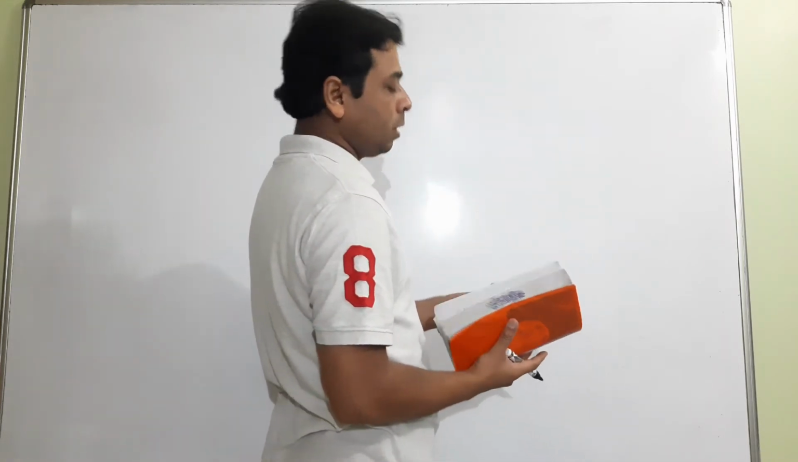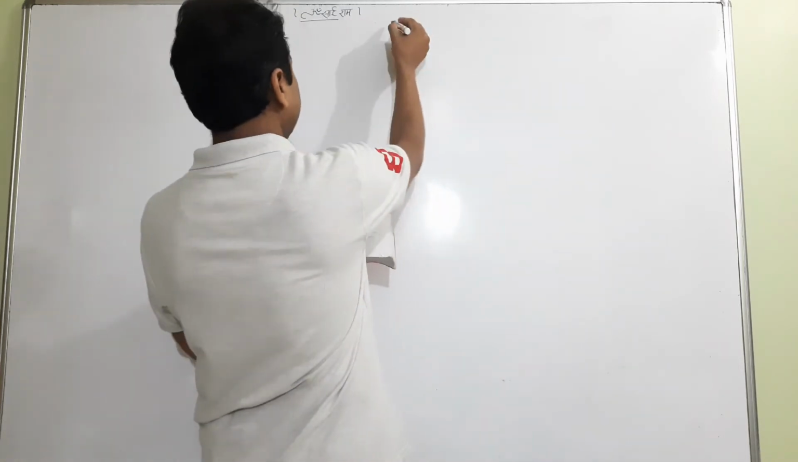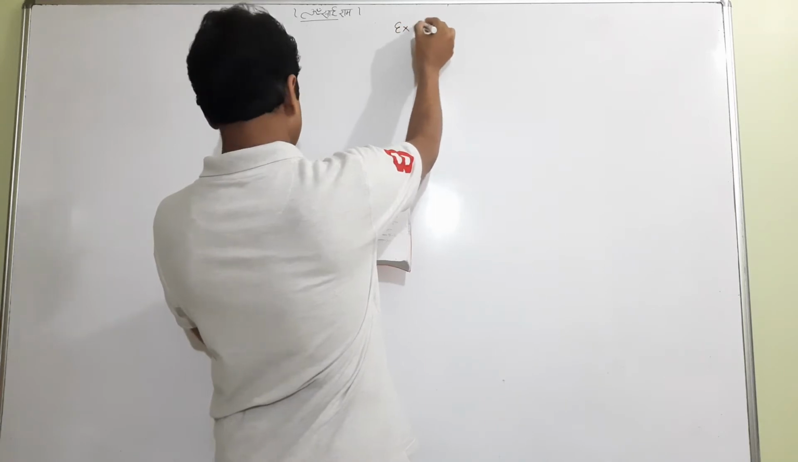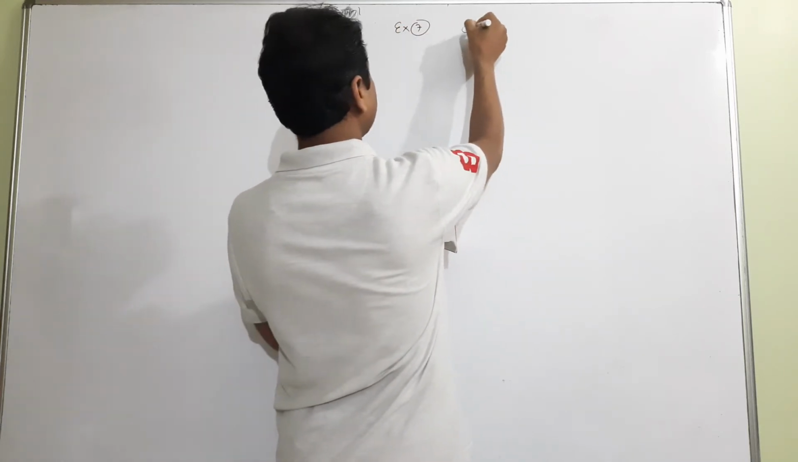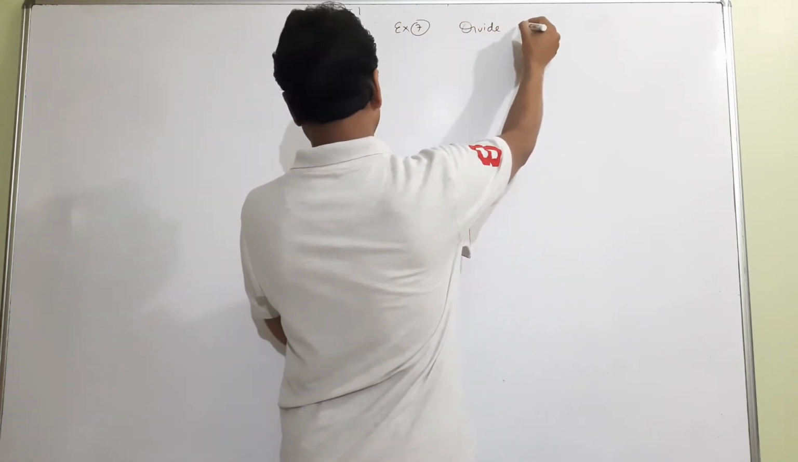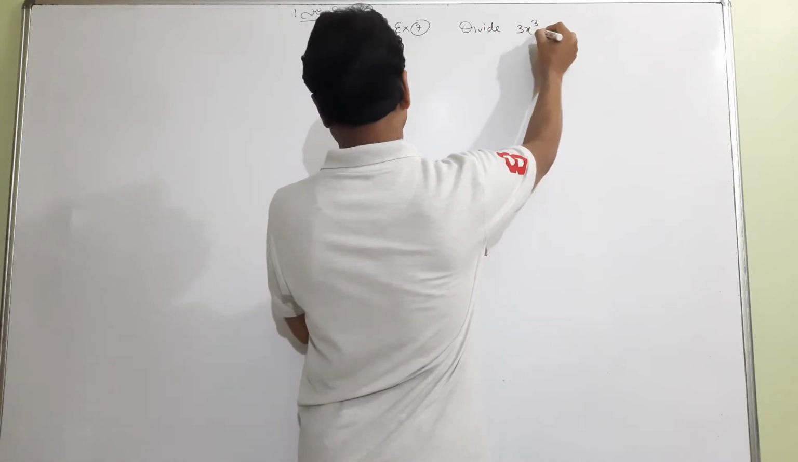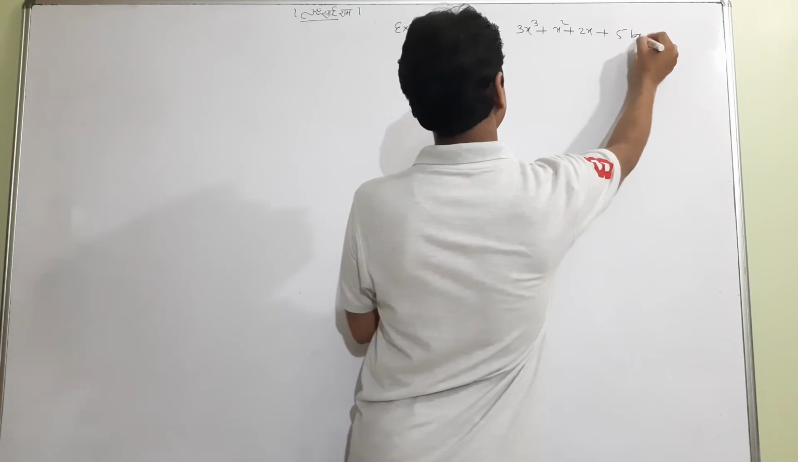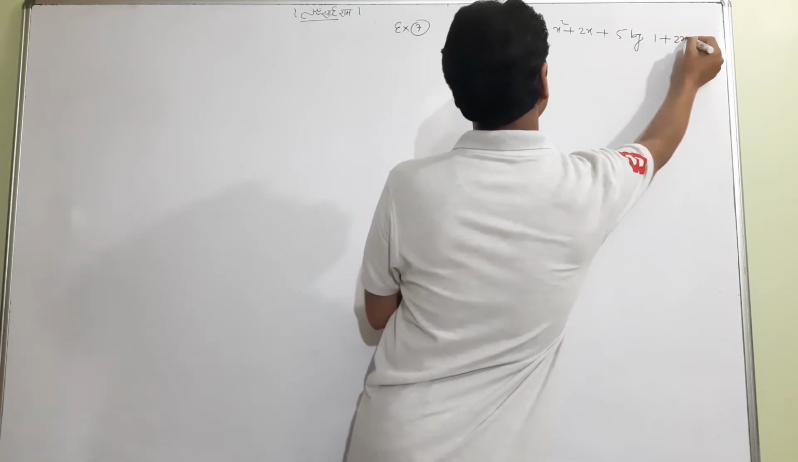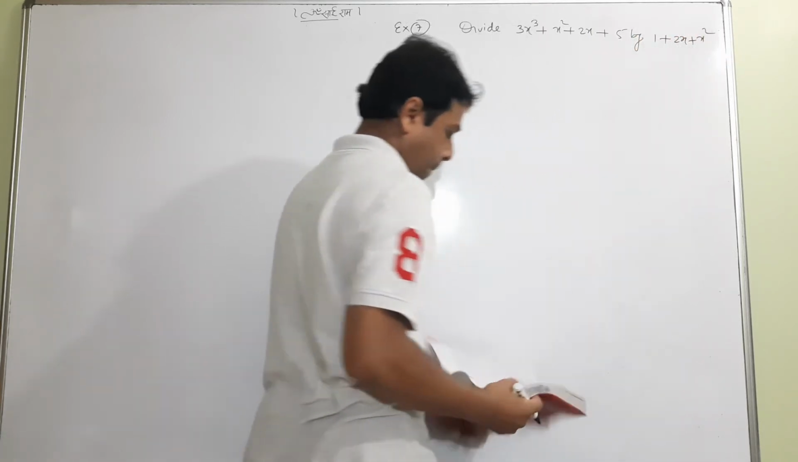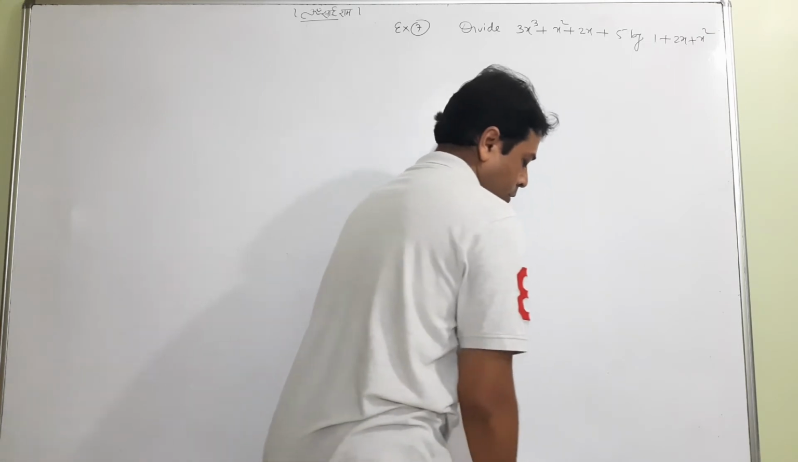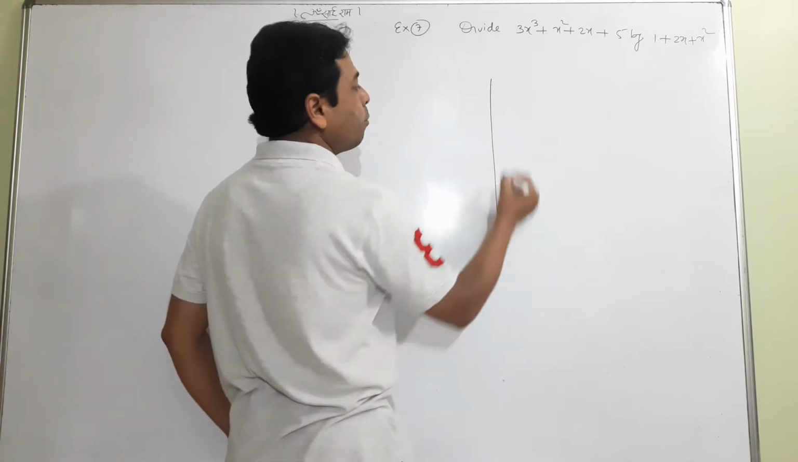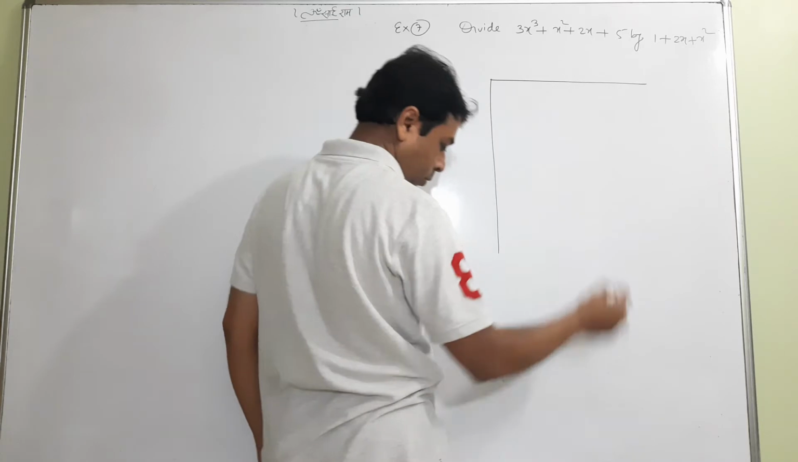Example 6 I discussed yesterday. Example 7 I will tell you today, just for practicing. Divide 3x cube plus x square plus 2x plus 5 by 1 plus 2x plus x square. This is the question. First of all, you just have to divide, nothing else we are told.